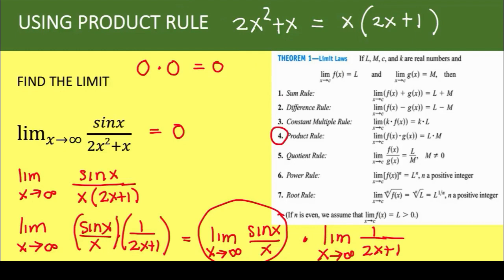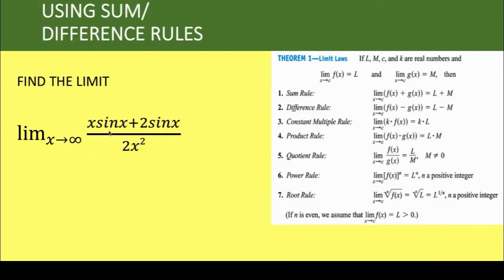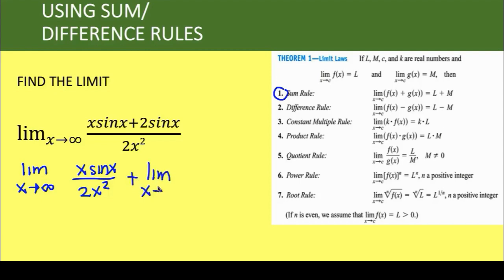Let's have another example. Find the limit of x sine of x plus 2 sine of x all over 2x squared. So using again the sum rule, we can split this into two addends. So we can have the limit as x approaches infinity of x sine of x over 2x squared plus the limit as x approaches infinity of 2 sine of x over 2x squared.